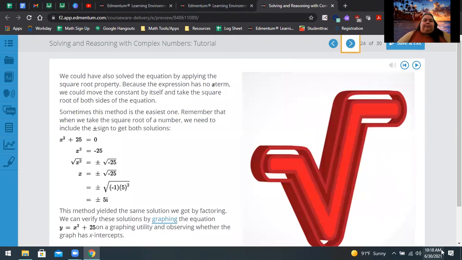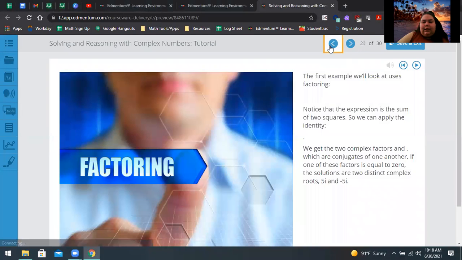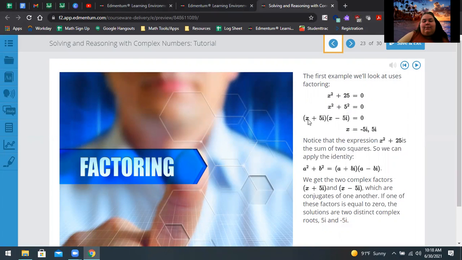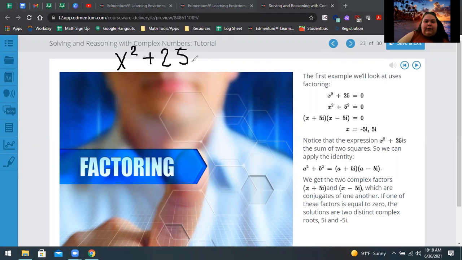Taking the square root. Now they're actually giving us the same problem. Actually, is it the same one? Let's see. Yeah, it's the same one, but it's solved in different ways. So we've seen this example before, and we even did it using the factoring method. x squared plus 25 is equal to 0, where we figured out that it is x plus 5i times x minus 5i equal to 0.